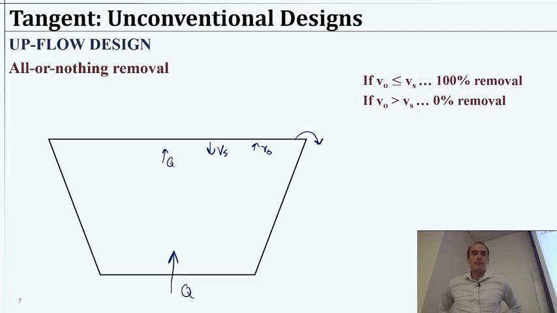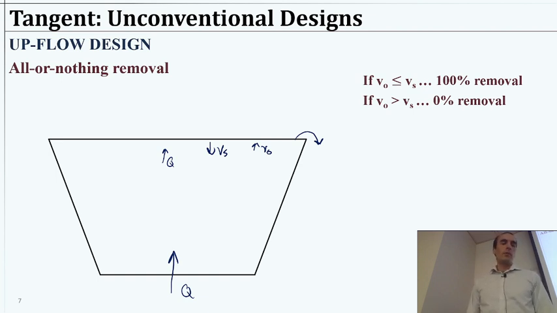Like I said, not used too often. I'm not going to ask you problems on this. Just an interesting thing. And in this particular scenario, we can use the same concept of V naught versus Vs, except that if V naught is less than or equal to Vs, it's 100% removal, but if V naught is greater than Vs, we get 0 because the water is pushing them all over. So it's kind of an interesting scenario.